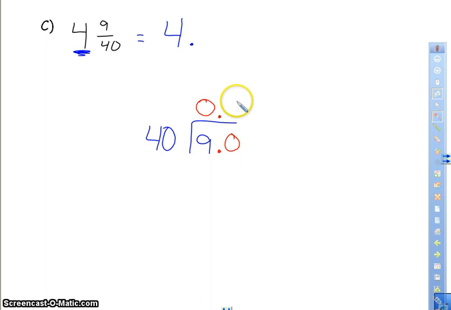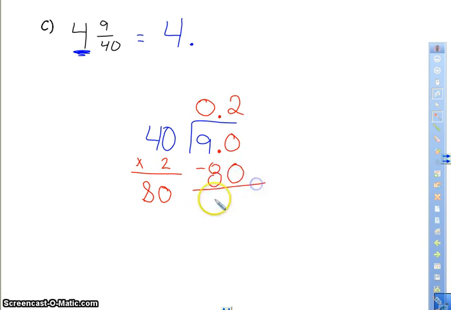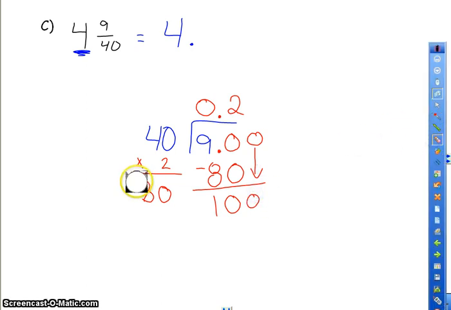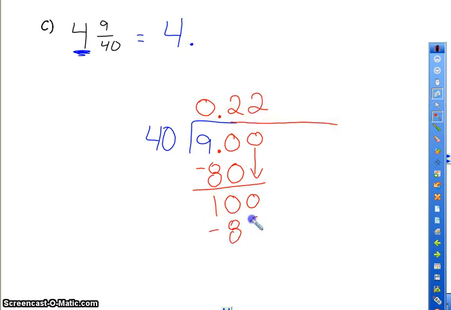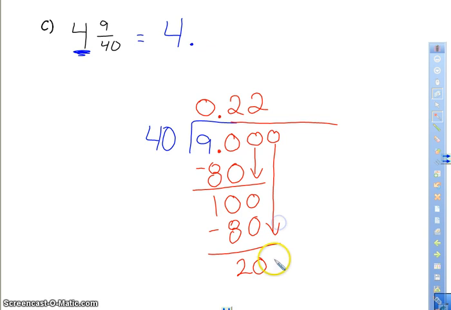So 40 goes into 90 at least twice. We know 40 times 2 is 80. So I'm going to subtract my 80 here, and I get 10. Okay, I have a remainder, so I'm going to add a 0 and bring it down. How many times does 40 go into 100? Well, it's going to be 2 again, because 3 would be too big. So I subtract that and I get 20. I have a remainder, so I'm going to add a 0 and bring it down.